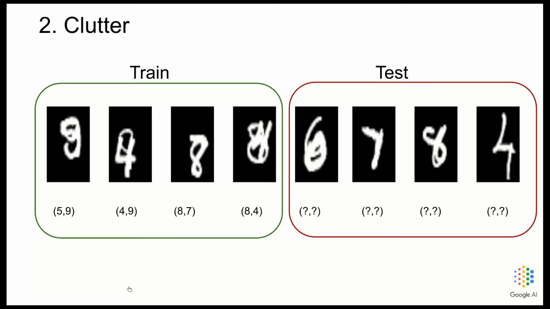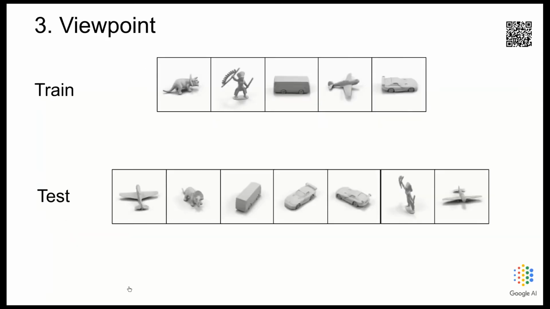The third challenge is viewpoint. The third computer vision challenge that we consider is generalizing to new viewpoints of the same object. Suppose we want to classify objects. At training time, we only get the front view of the objects, but at test time, the image can be from any viewpoint. Capsule networks can also help us to generalize to new viewpoints.